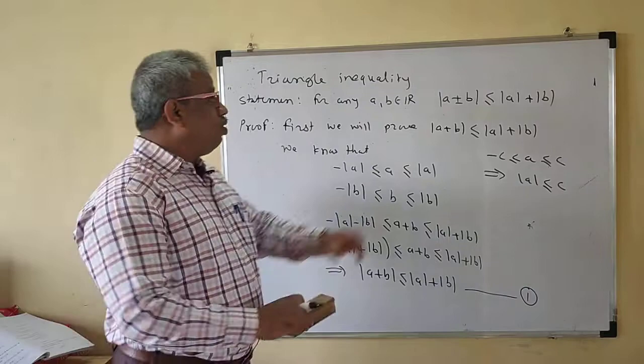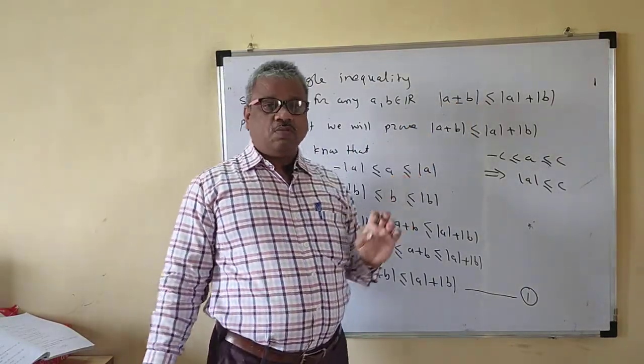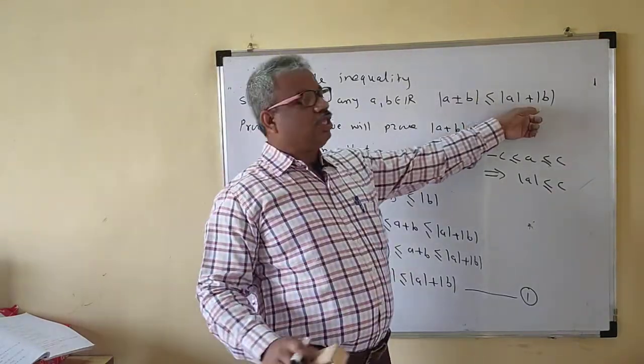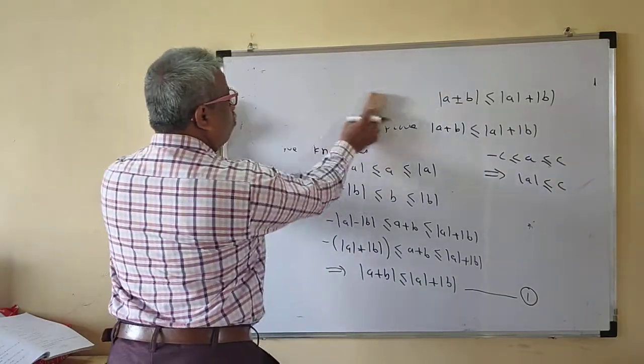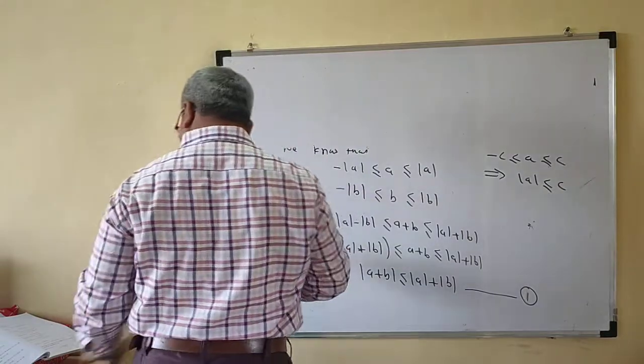Now what do we have to prove? We have also to prove that mod of a minus b is less than or equal to mod a plus mod b. Whatever the minus sign, this will hold. One more note is there. You have to write this: mod of minus a is the same as mod a.